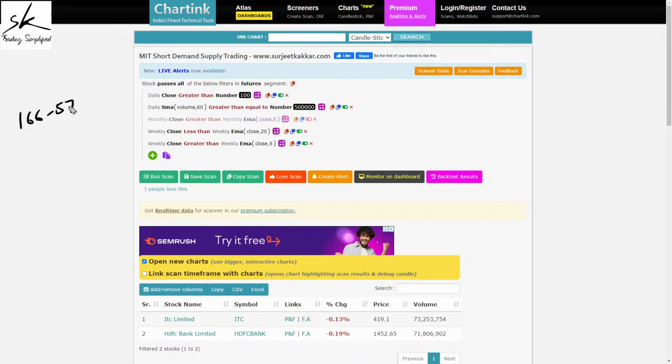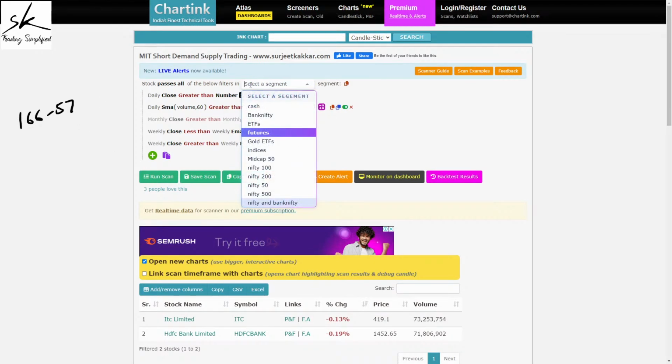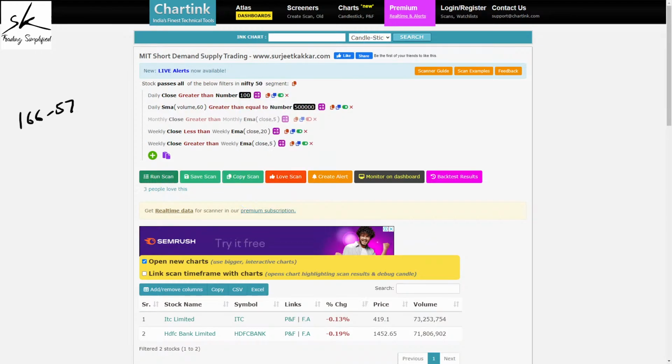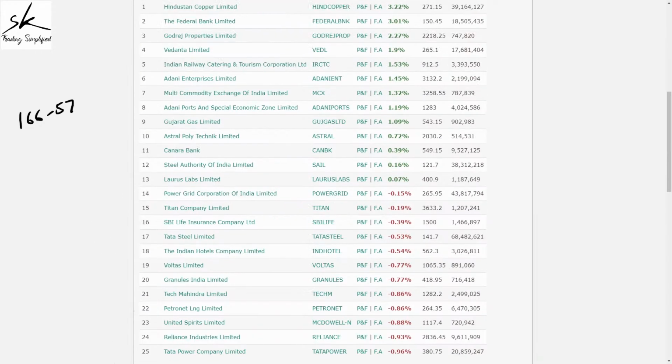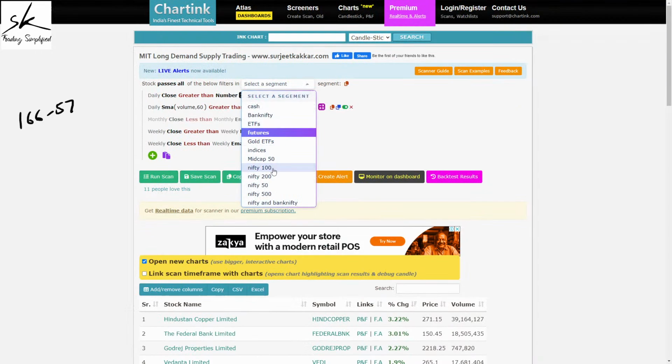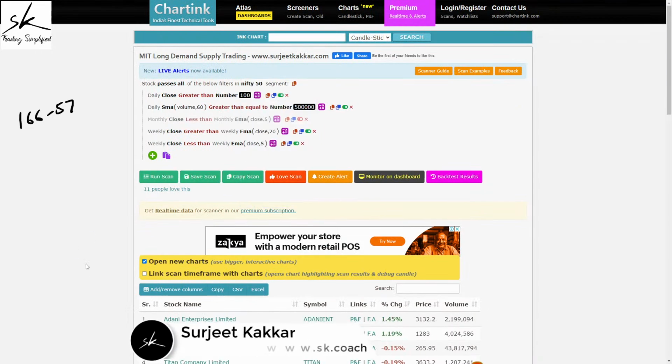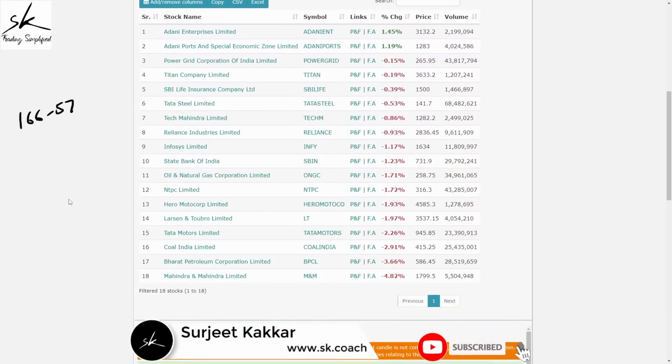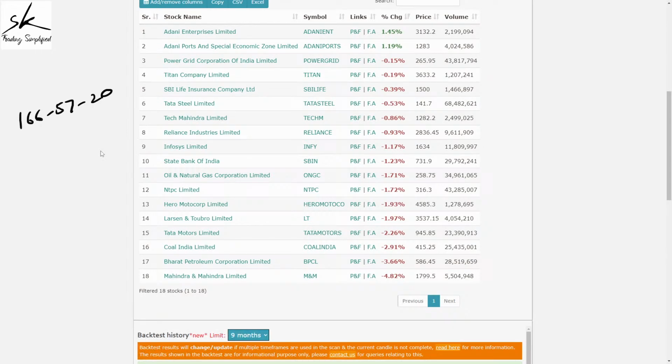Let's say if you want even a further smaller list, I can also say, okay, not just futures, I want only from my Nifty 50, and I can run the scan again. So here I'm getting still 2. And if I go here and change it to Nifty 50, now it is giving me about 18. So can you see we have around 20 symbols. So you can see you can make this list a little bigger. You can make this list a little smaller based on your preferences, based on different filters.